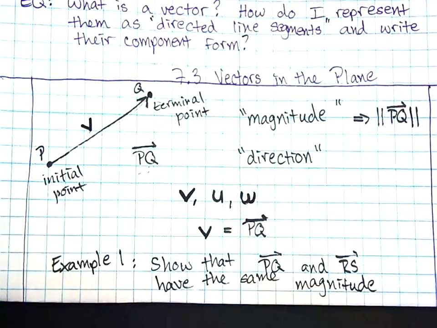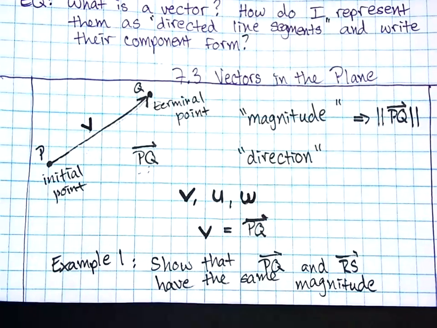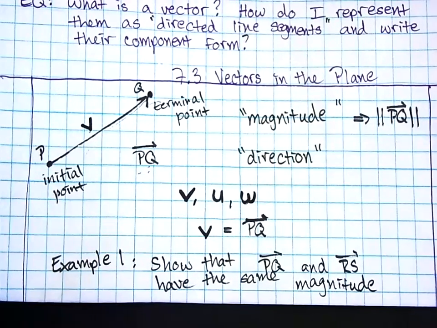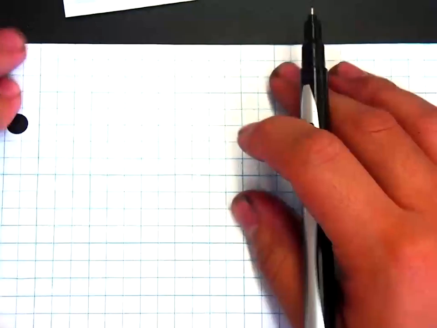Now, some of you might be wondering, what's the difference between a vector and a line segment? I'm going to save that for the next example because it will be a little more apparent as to why we differentiate them. So first off, let's go ahead and do example 1. We're going to show that the directed line segments PQ and RS have the same magnitude. Thus, we're also going to show that perhaps two vectors can be the same thing. So let's work out this problem.